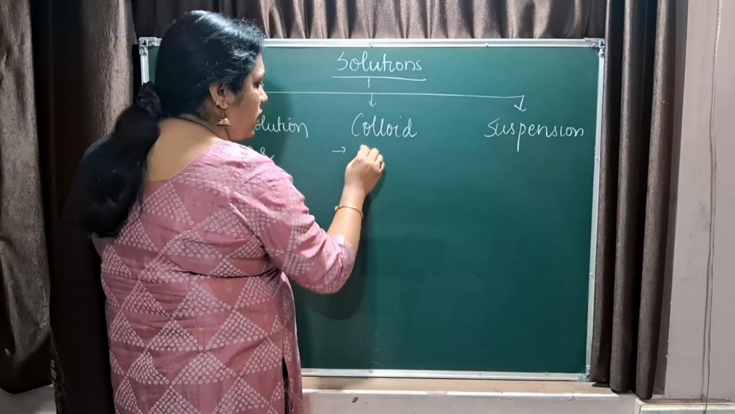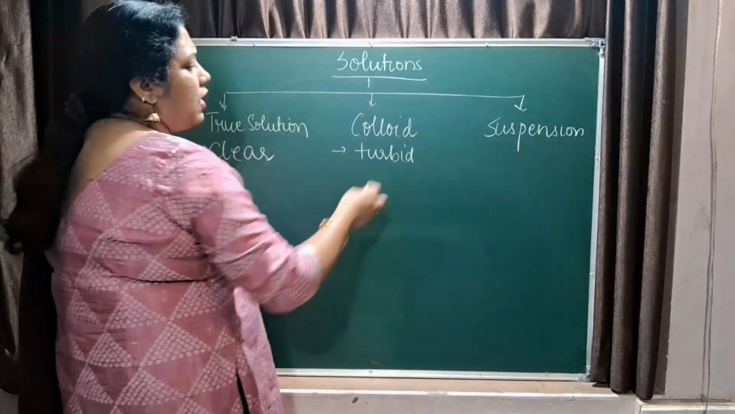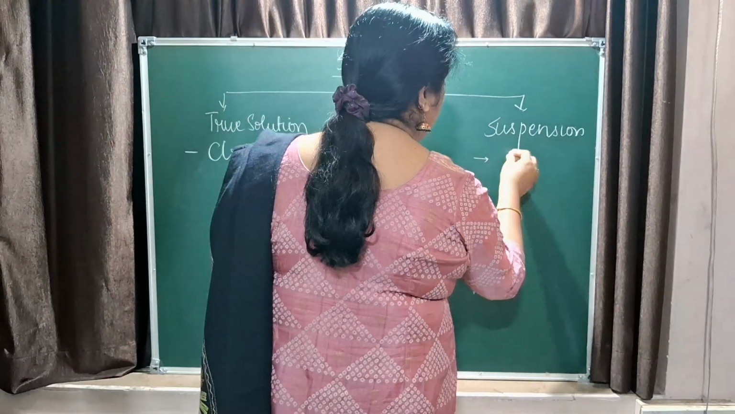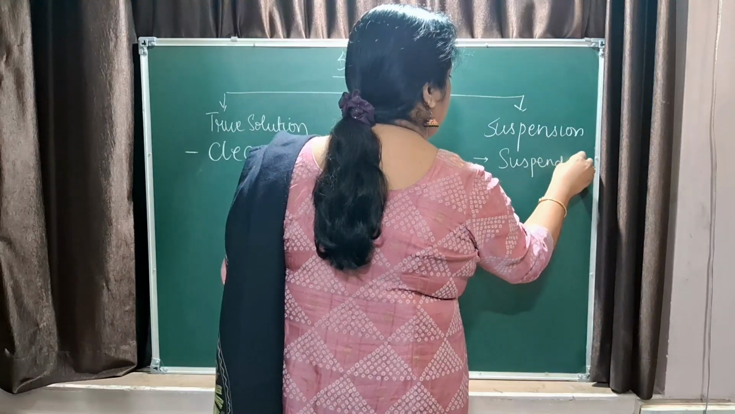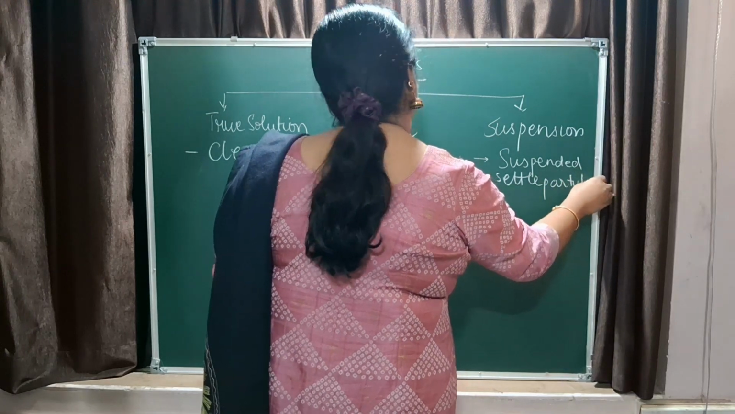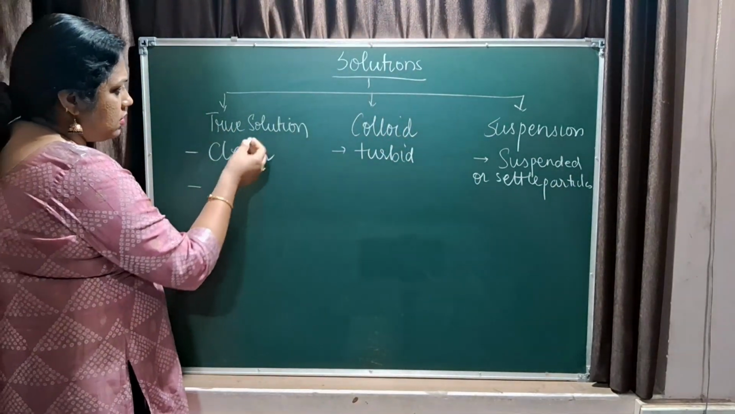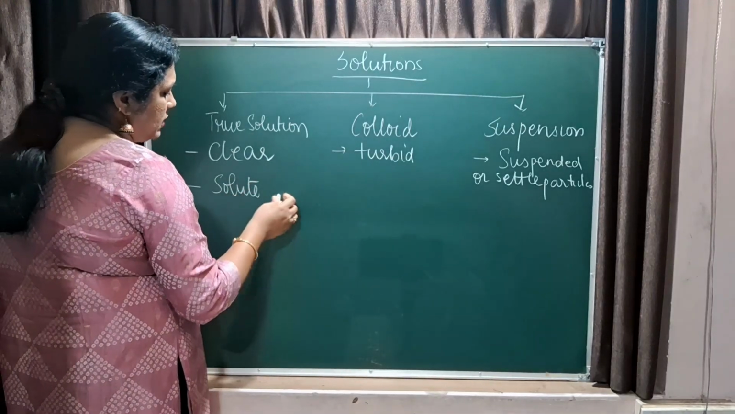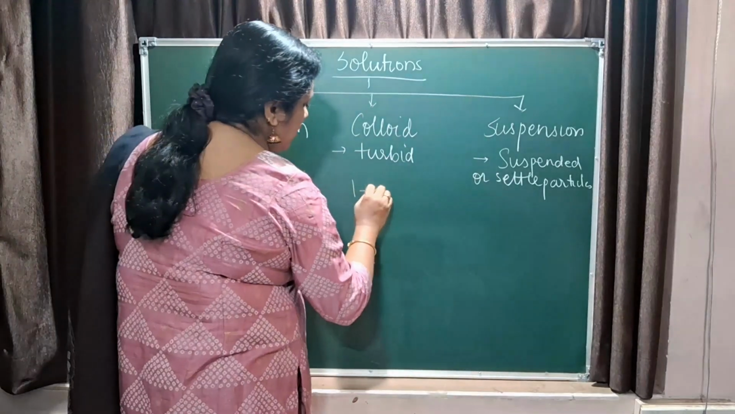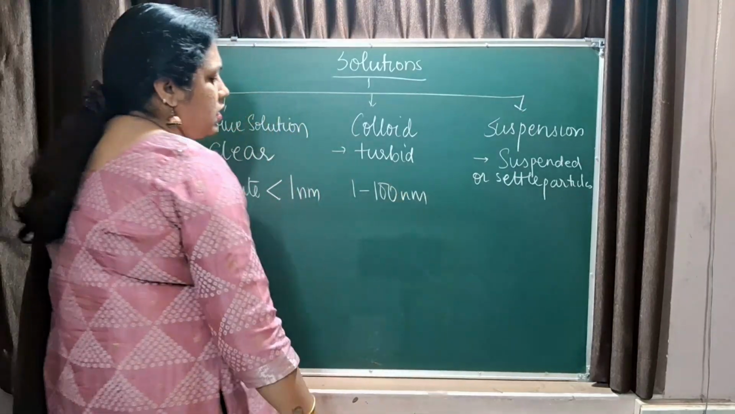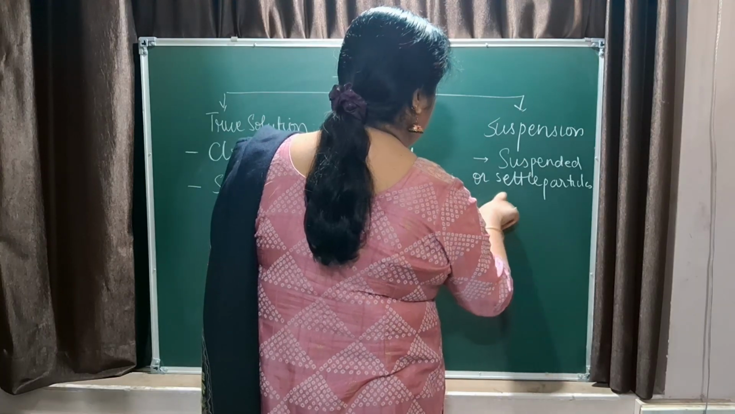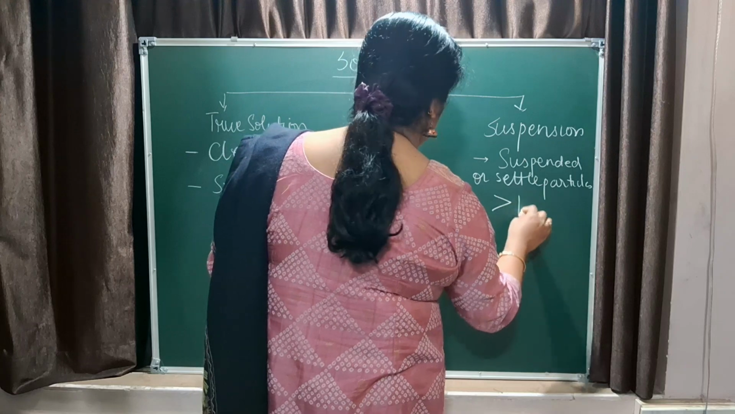Colloids are opaque, you can say turbid, and in suspensions you can see different materials either settled down or floating on the top. It has suspended impurities, suspended or settled particles. Now when you talk about the size, the solute size in a true solution is less than 1 nanometer. For colloid it is in the 1 to 100 nanometer range, and for suspension the particle size is greater than 100 nanometer.